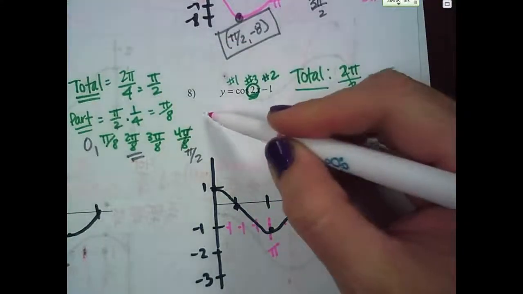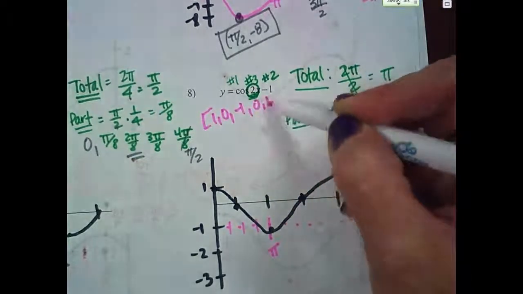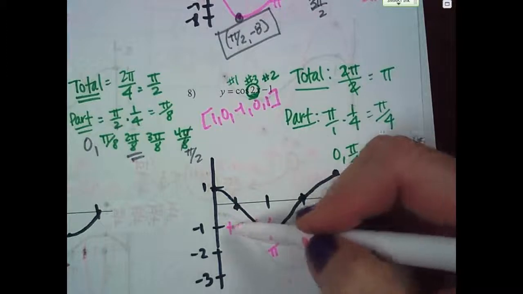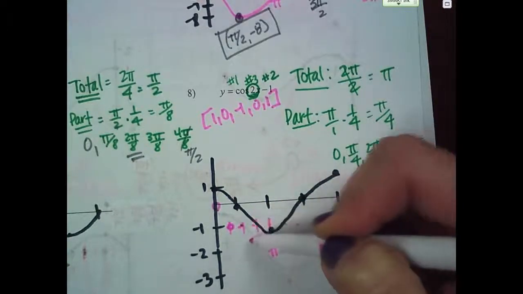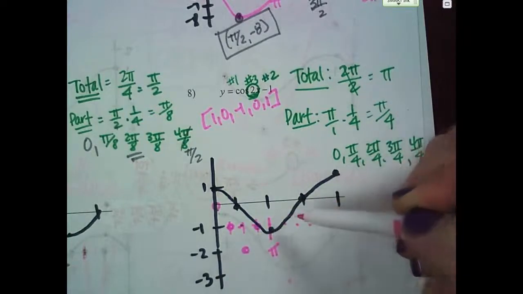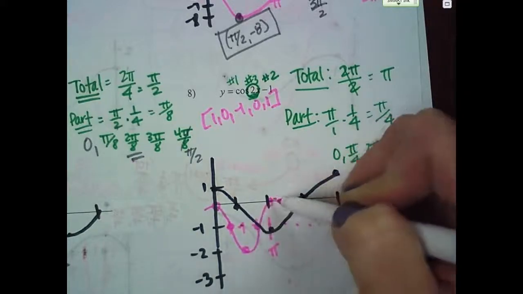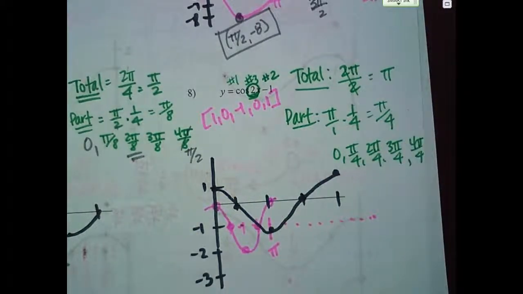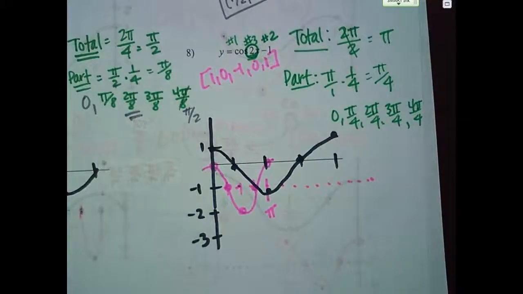The amplitude didn't change. The amplitude is 1, 0, -1, 0, 1. So when you graph it, go up 1, back down. Label this point, please. Label that bottom point, the bottom of your new cosine graph.